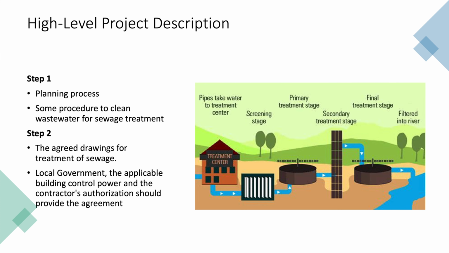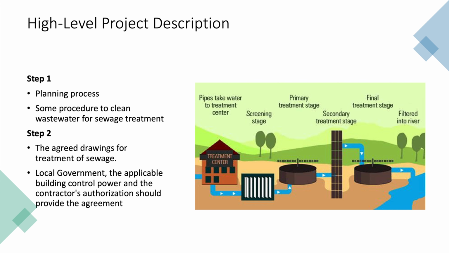There are 4 steps in the high-level project description. The very first step is called the planning process. This will be regarded as the major step. In this step, the entire project plan will also be described, including the project process. There are some procedures to clean wastewater for sewage treatment. This procedure includes 4 steps, which are the screening stage, primary treatment stage, secondary treatment stage, and the final treatment stage.